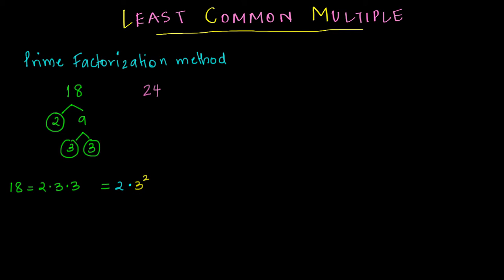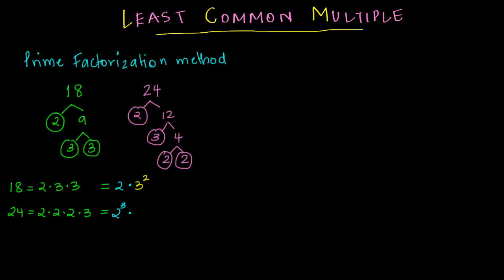3 squared. And if I look at 24, 24 is 2 times 12. 12 is 3 times 4. And 4 is 2 times 2. And 24 is equal to 2 times 2 times 2 times 3, which is equal to 2 cubed times 3.